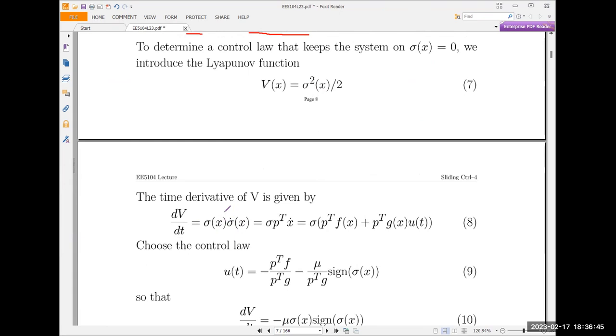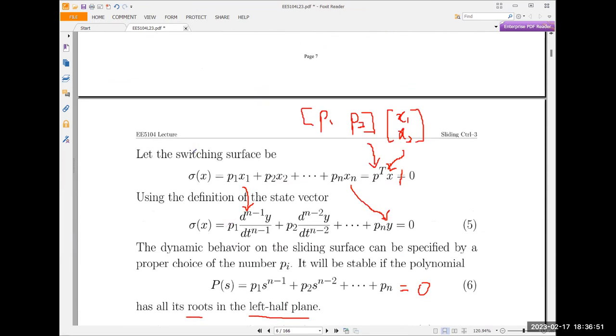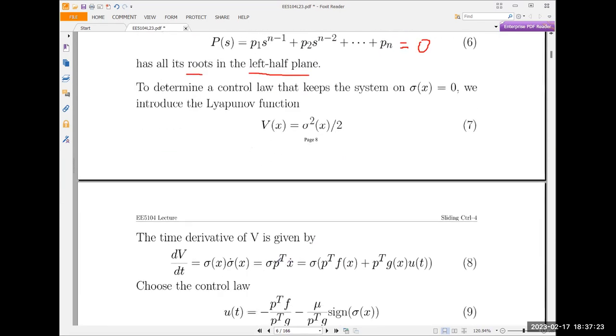All right, so sigma is here. Sigma dot, since sigma is defined by this, if I put a dot here, I will have to put a dot here, because P are constants. So in other words, I put a dot here, I put a dot here. So sigma dot is PTX dot. So sigma dot becomes PTX dot.